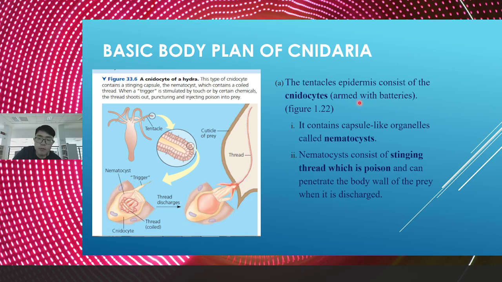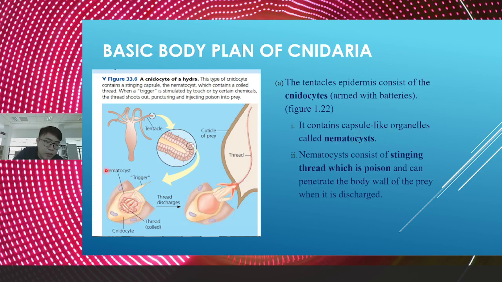The general name is armed with battery. It is like a hand but with a battery. So if you see the word battery, it means it is electrical. So you look at this, these are tentacles, right? If you enlarge them, they look like this. And then this smallest part, if you enlarge it more, it has a cell called cnidocyte. And then the cnidocyte contains capsule-like organelles called nematocyst.